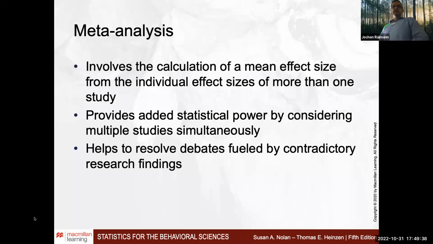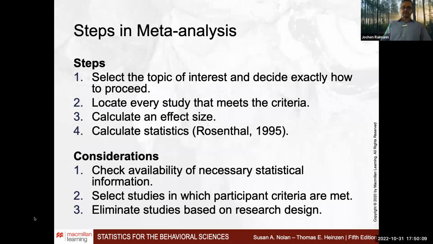So basically, a meta-analysis involves the calculation of a mean effect size from the individual effect sizes of more than one study. If you have 10 different people who studied the same research question that you did, you have 10 different findings. It's a little hard to say then what is better, right? You have 5 reporting an effect in one direction, the other 5 reporting an effect in the other direction. So for that very reason, you are conducting a meta-analysis.